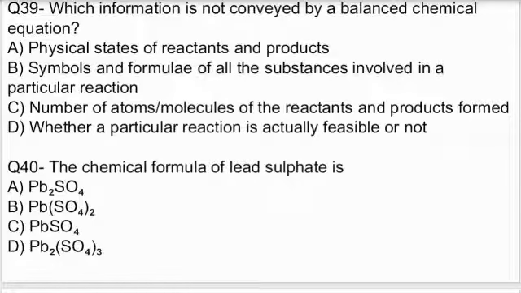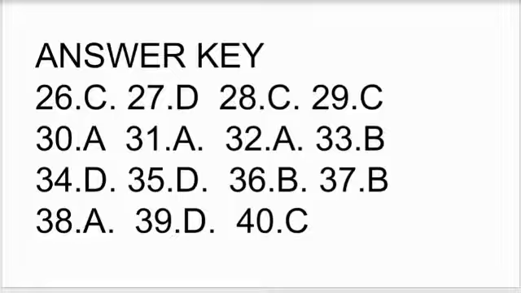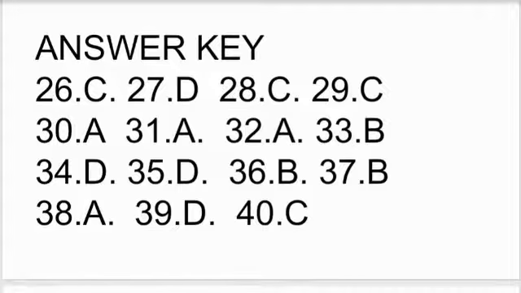The next question. The chemical formula of lead sulphate is Pb2SO4, PbSO4 twice, PbSO4, Pb2SO4 thrice. The correct option is C, PbSO4. The next question, now it's the answer key for the questions 26 to 40.